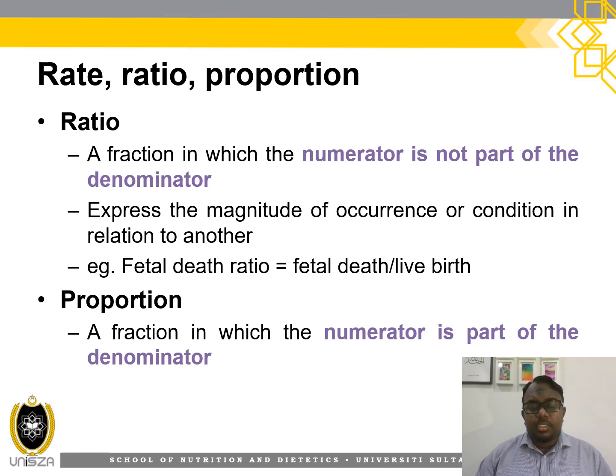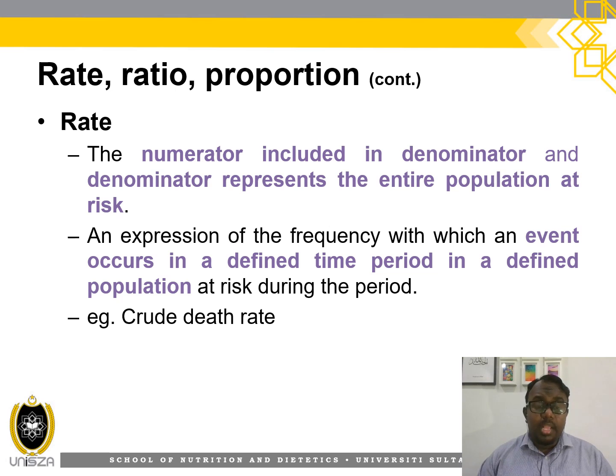When we look at proportion, proportion is a fraction in which the numerator is part of the denominator. Now, let's look at rate. Rate is where the numerator is included in the denominator, and the denominator represents the entire population at risk. So rate is an expression of the frequency in which an event occurs in a defined time period in a defined population at risk during the period. An example is crude death rate.